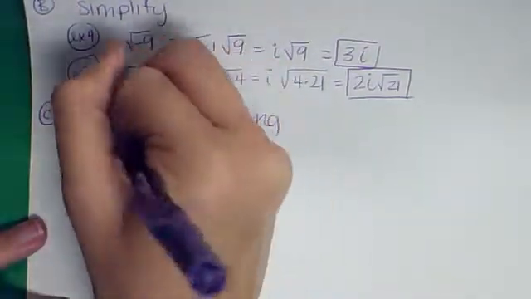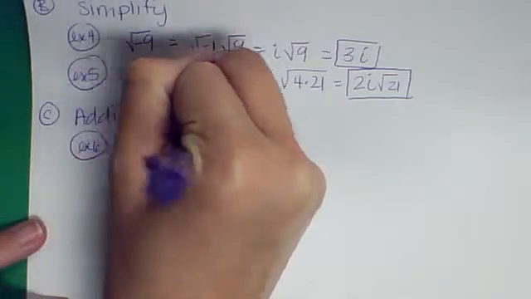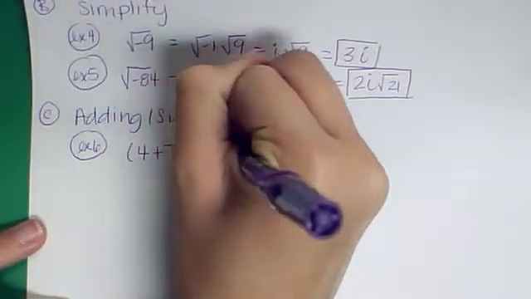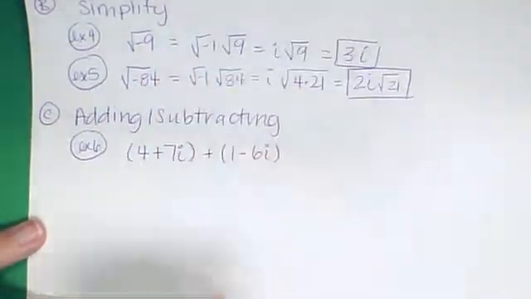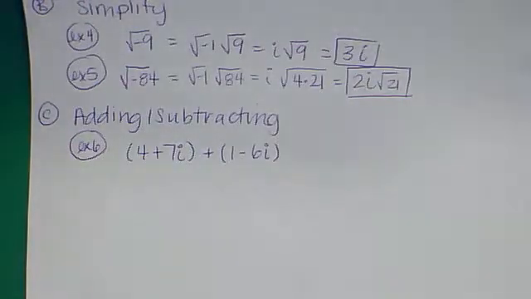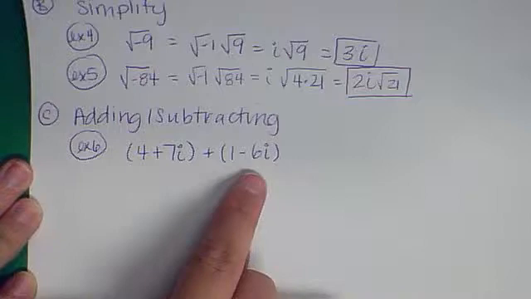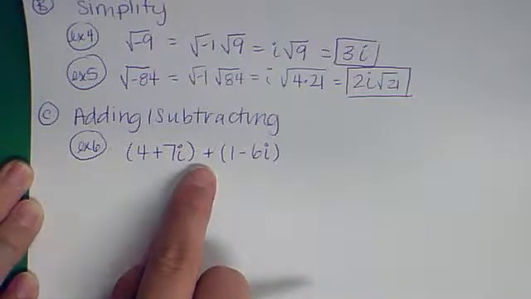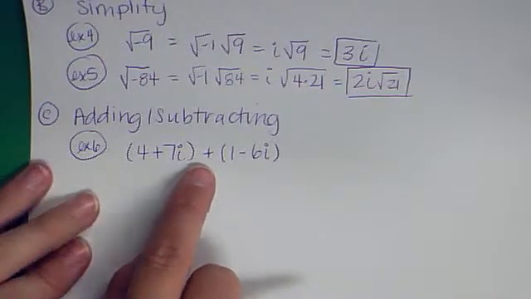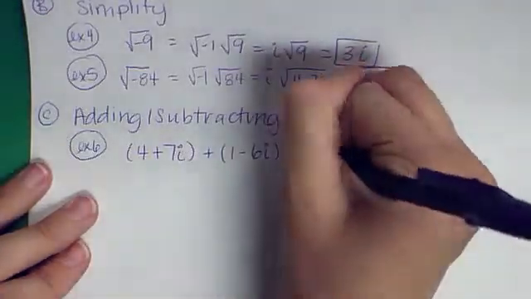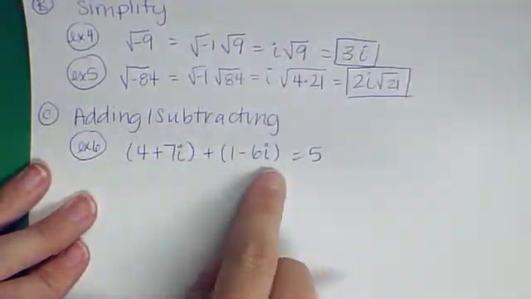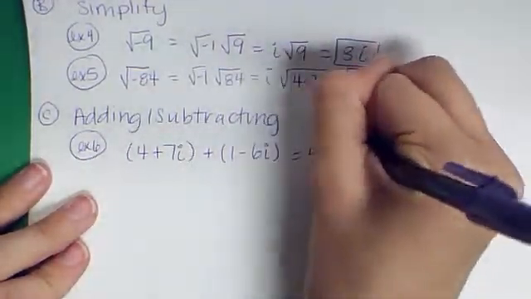Example number 6. If I have 4 plus 7i plus 1 minus 6i. In this problem, I have parentheses that don't do anything because I can't combine these. They're not like terms. Same thing going on here. The positive in between doesn't change anything, so I'll just add my like terms. 4 and 1 make 5. 7i and -6i make positive i.